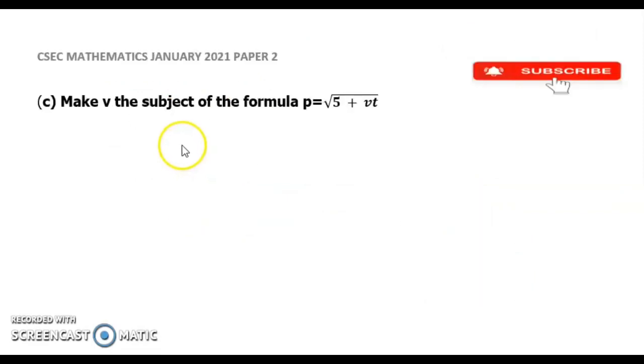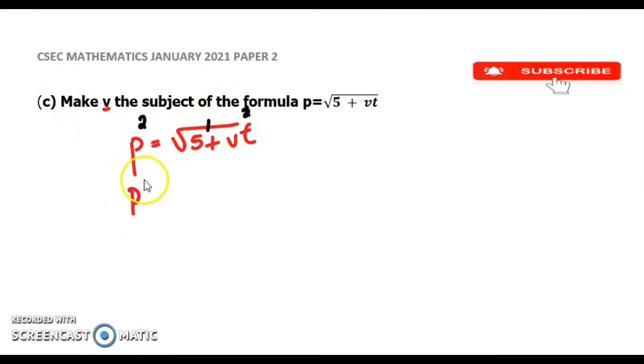The question we're going to look at is part 1 of the 2021 January paper. We're supposed to make v the subject of the formula, which is p is equal to the square root of 5 plus vt. So we have p is equal to the square root of 5 plus vt. In order for us to get rid of the square root, we're going to square both sides. So we're going to square the p and we're going to square the next side. So this square is going to cancel the square root.